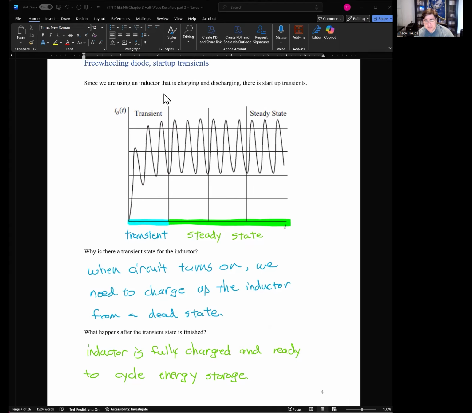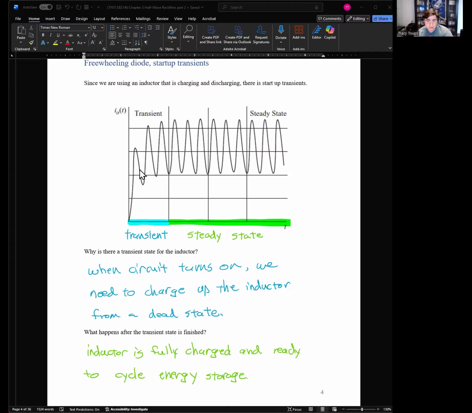Now, since we're using an inductor that's charging and discharging in the circuit, there is a startup transient. A lot of times an inductor in a load doesn't fully dissipate. It might dissipate to half, 50%, and then the cycle starts again. It might charge from 50% to 90%, then 50% to 90%. It's not always 0 to 100%.